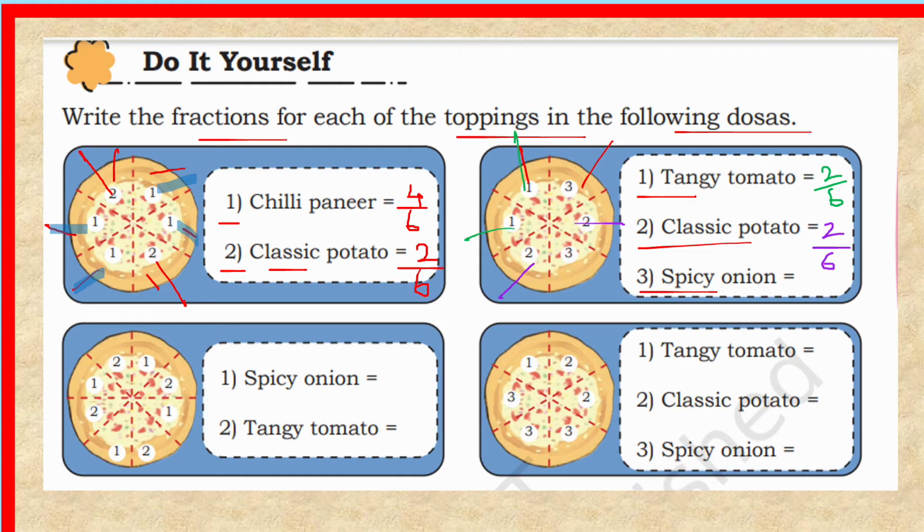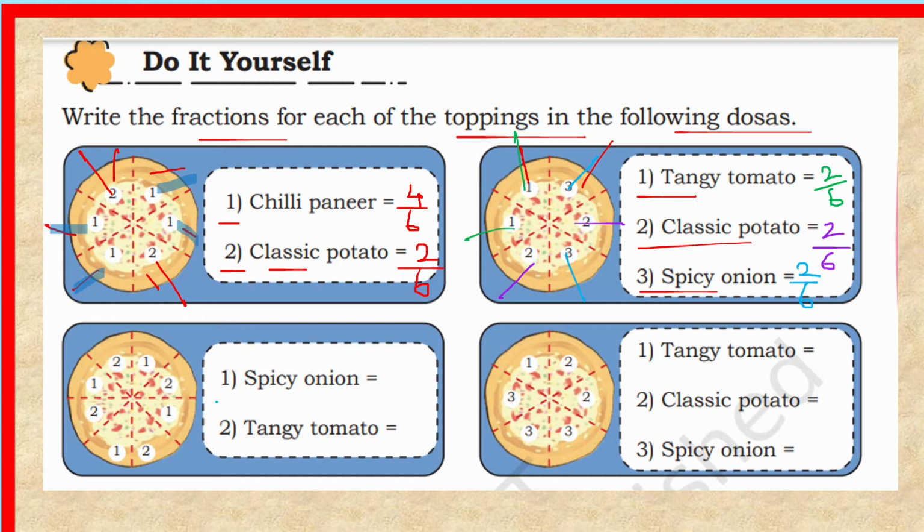Then 3 represents spicy onion. Okay. So this is 3. This is also 3. So 2 parts. So out of 6, 2 parts spicy onion. So fraction is 2 by 6. Similarly, we can do the remaining figures.